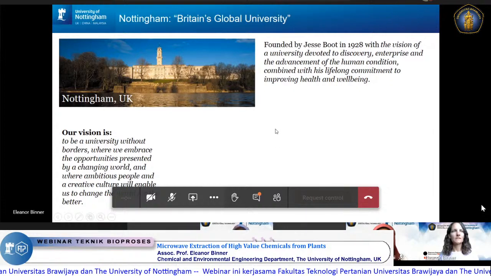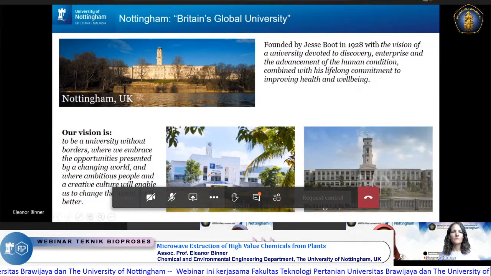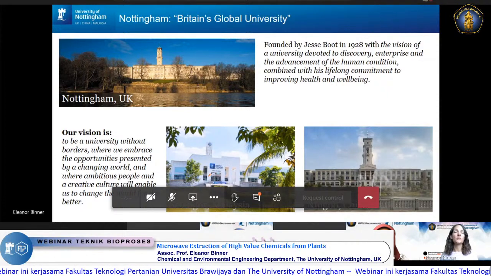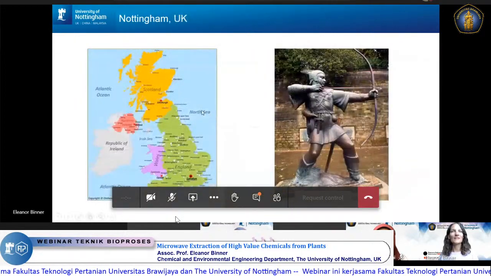We are, as I've said, a global university. So we have international campuses. We have one in Malaysia and one in Ningbo, and both of those campuses also have the iconic Trent Building, and we welcome students from those campuses to Nottingham, and we do exchanges across those, and we try to collaborate with our research as well across those universities. And it really is a great place to work.